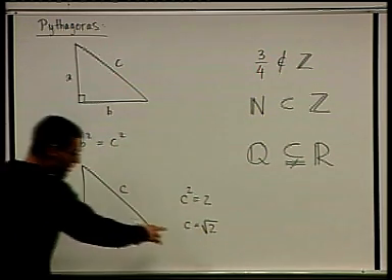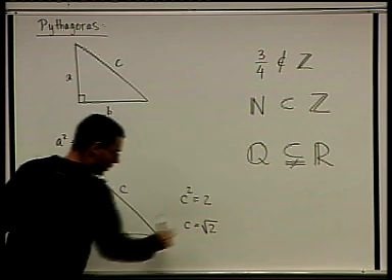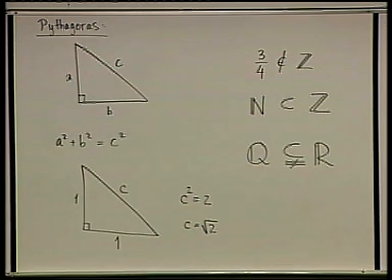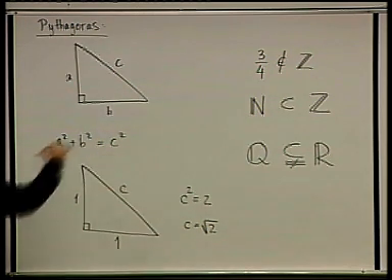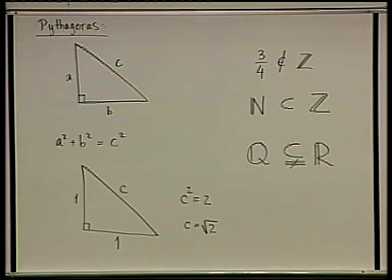And the claim is that this number, the square root of 2, is not a rational number. It's a real number, but it's not a rational number. It cannot be written as the quotient of two integers. Okay? And this is going to be the first theorem that I'm actually going to prove for you. Okay, one second. So let's write it as a theorem.